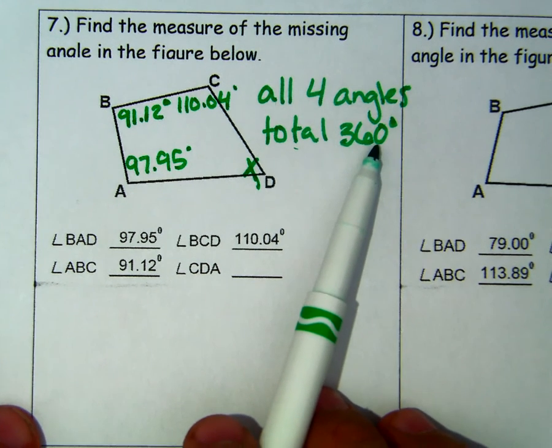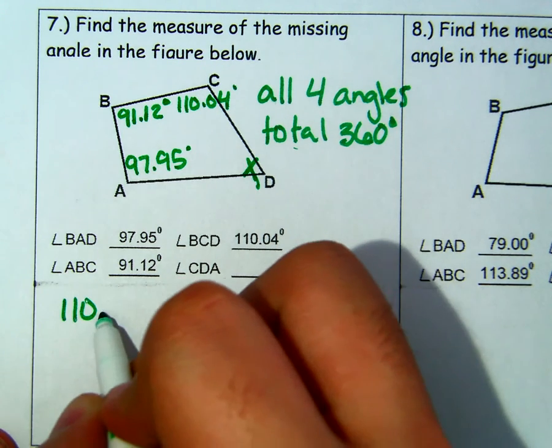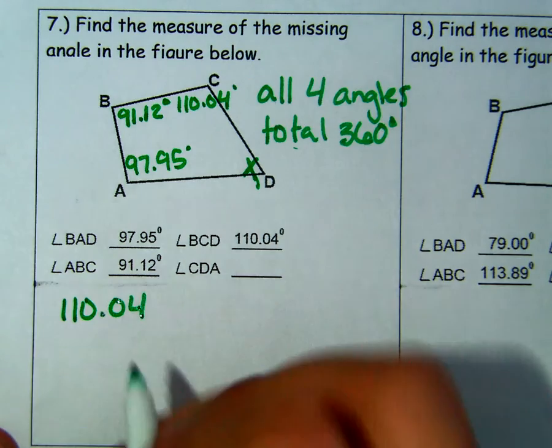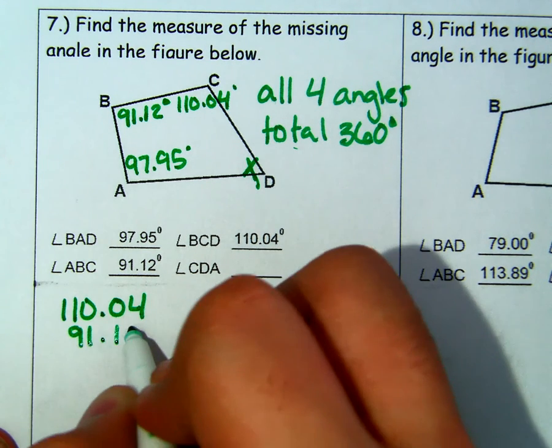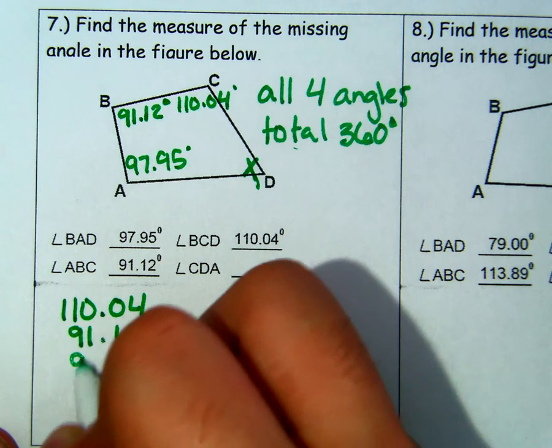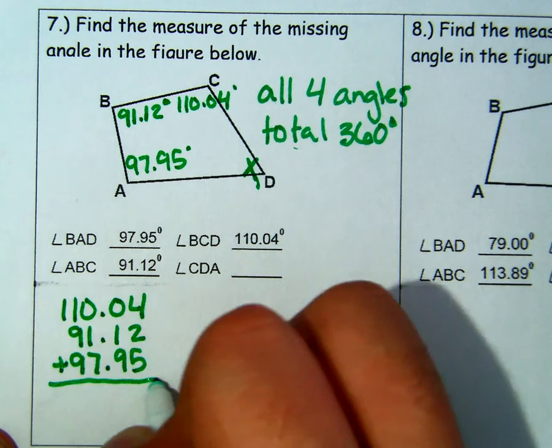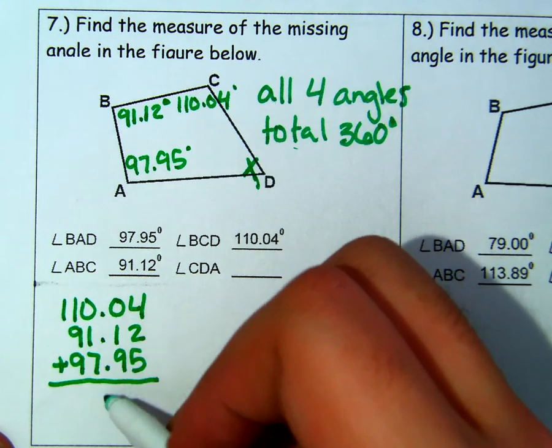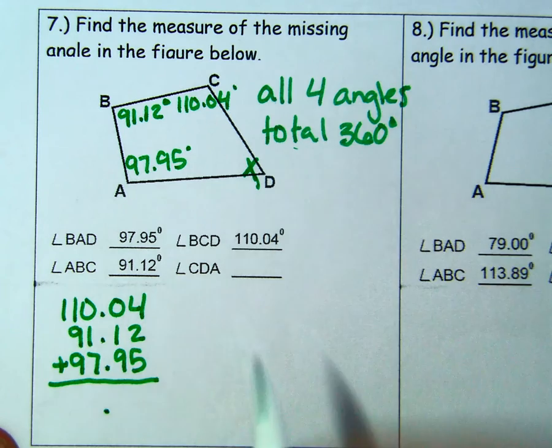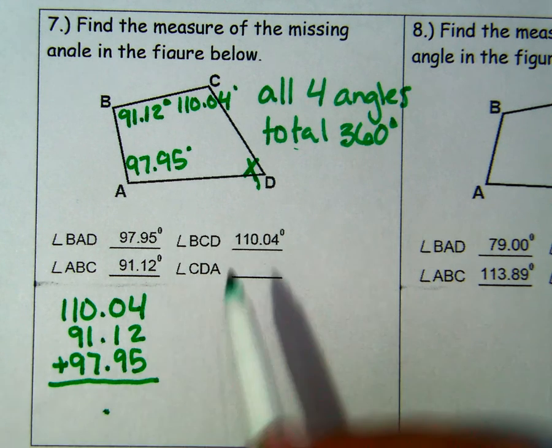So first thing that we'll do is we'll add all of our angles that we do know together. So we have 110 and 400ths, we have 91 and 1200ths, and then we have 97 and 9500ths. So let's add all those together. When we add decimals, don't forget to line your decimals together so your place values are in the same spot. And then you bring your decimal straight down and add just like normal.